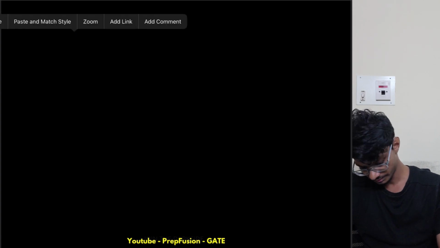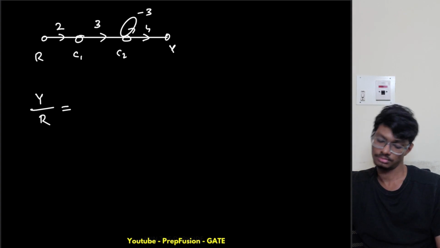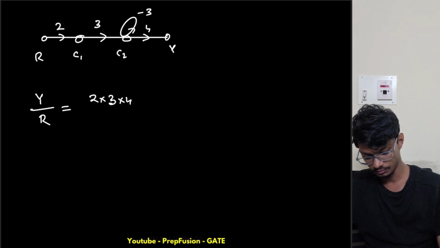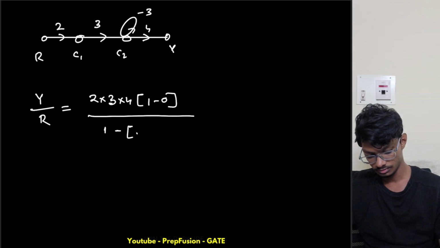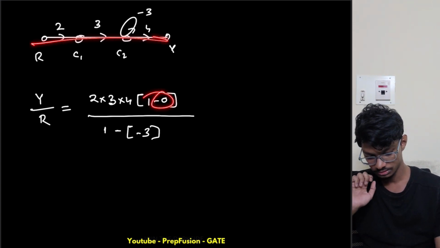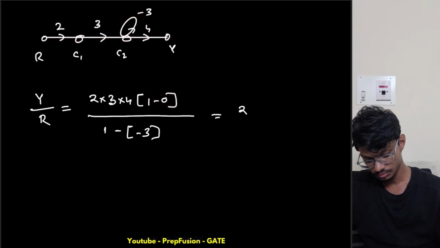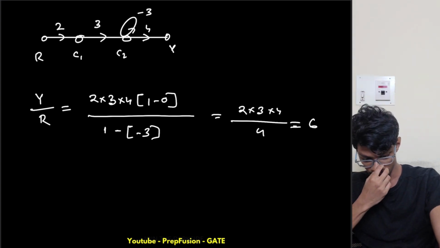We have only one loop this time, so solving this will be easier. So Y upon R equals, simply what is the forward path gain? 2 times 3 times 4 over 1 minus 0. What is this loop gain? We have only one loop, right? So minus 3 only. And this is 0 because this is touching this loop, right? So we don't have any isolated loops. So this becomes 2 times 3 times 4 divided by 4. So this becomes 6 only. Okay, so yeah, we get our answer.